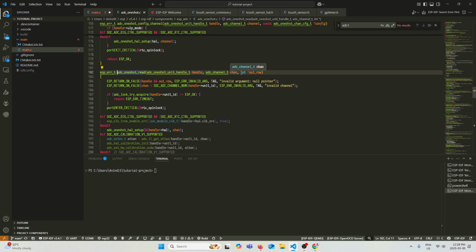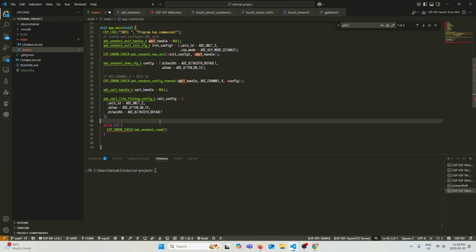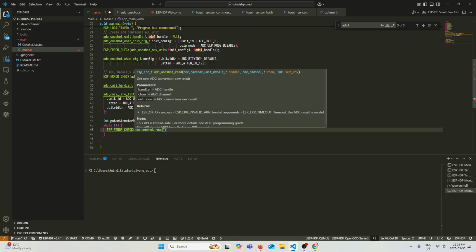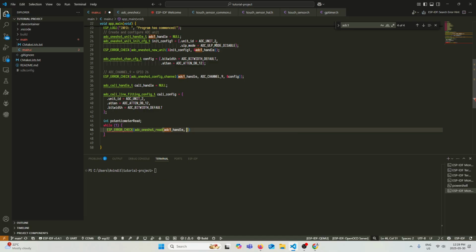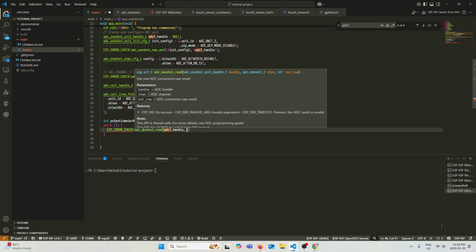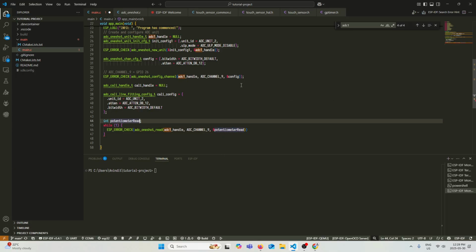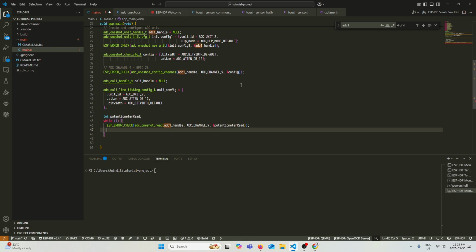This is the handle, this is the channel, and this is the pointer to whatever you want to read into. So let's say you have int ADC potentiometer read. Okay, so first we have the handler, so we know what the handler is, ADC handle. And then we gotta put in the channel. So we know it's channel 9. And let's put in the pointer with the potentiometer read. Yep, that's exactly what I want.